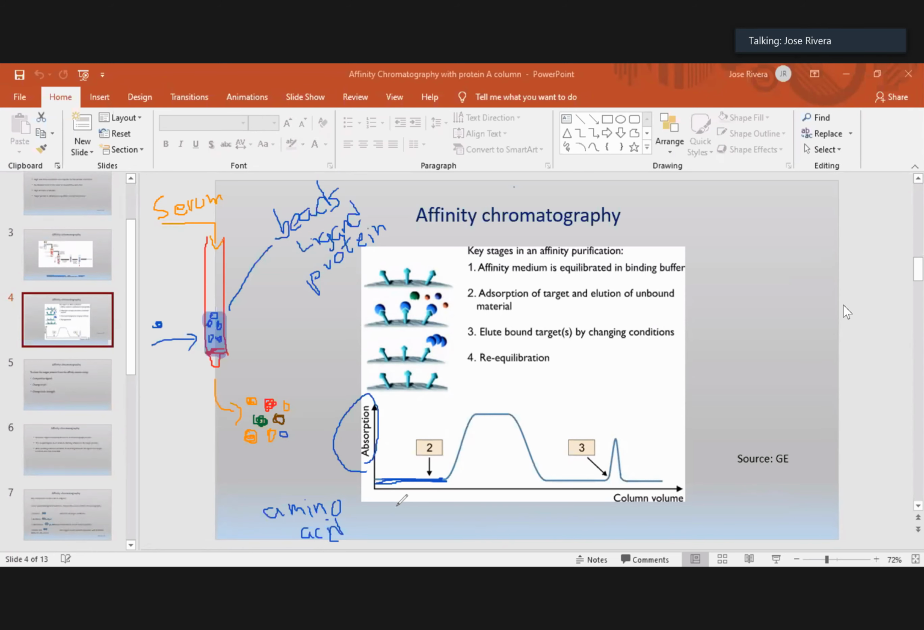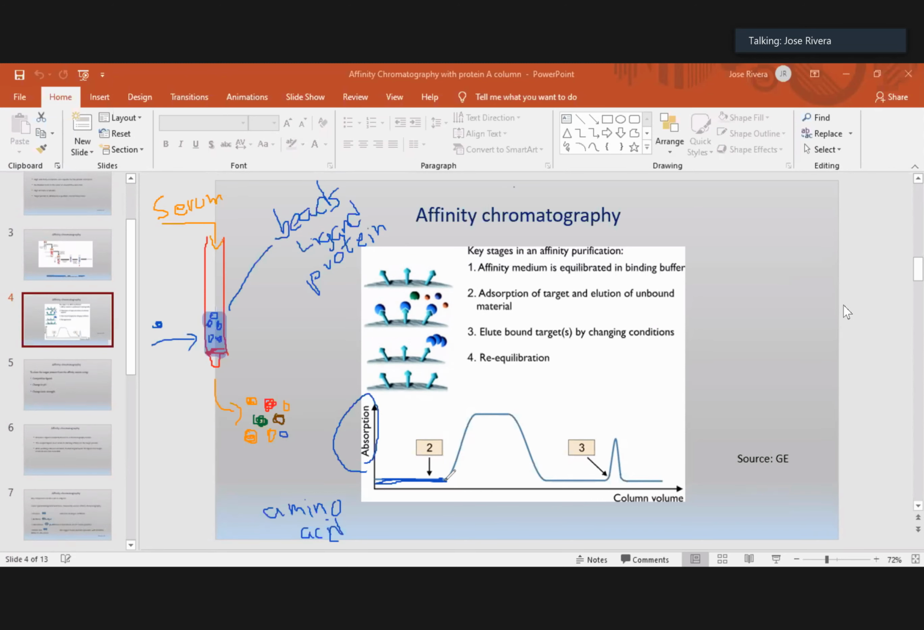So let's say you wash in here, but then you add your sample, and then you see a really big spike in absorbance. That means there's a lot of protein. Okay, so these are the proteins that are coming out. These are the proteins you don't want. You can think of it as protein waste, because these are the other proteins that were in solution that you don't want.